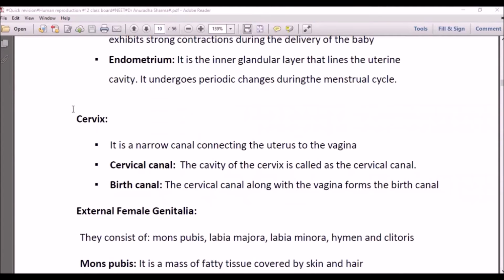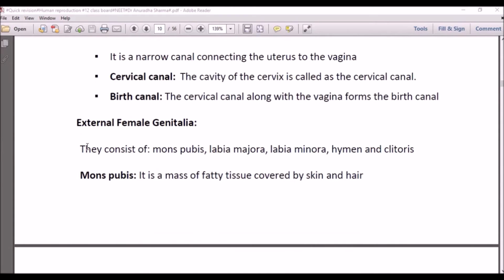So the next part is the cervix. Cervix is a narrow canal which is connected to the vagina. The cavity of the cervix is known as the cervical canal. And the cervical canal along with the vagina forms the birth canal. So both the cervical canal and vagina form the birth canal.